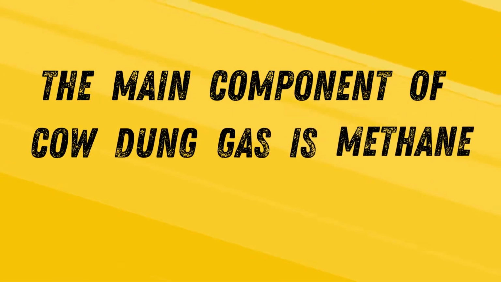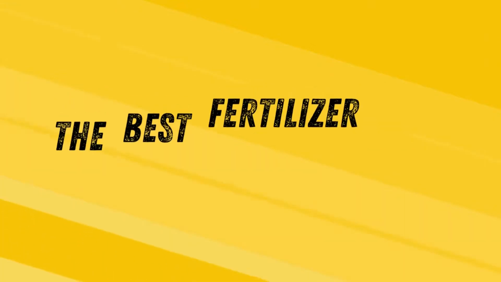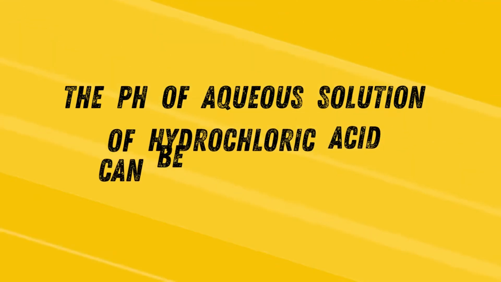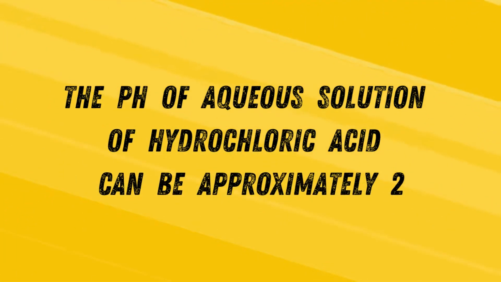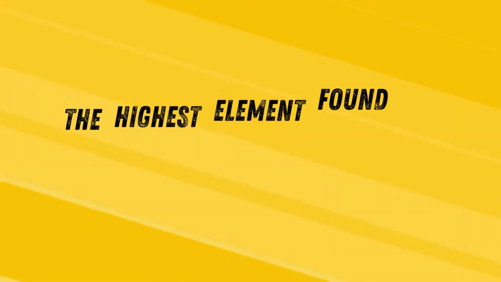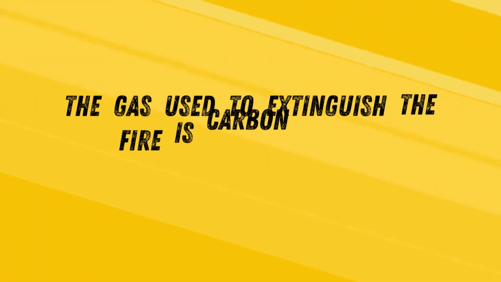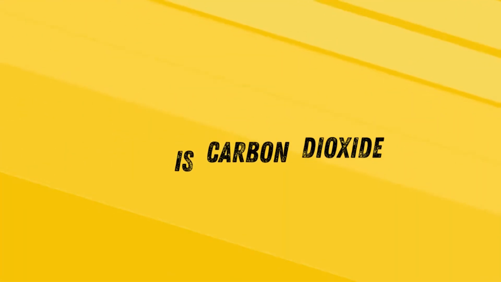The main component of cow dung gas is methane. The best fertilizer for plants is compost. The pH of aqueous solution of hydrochloric acid can be approximately 2. The most abundant element found in rocks and minerals is silicon. The gas used to extinguish fire is carbon dioxide.